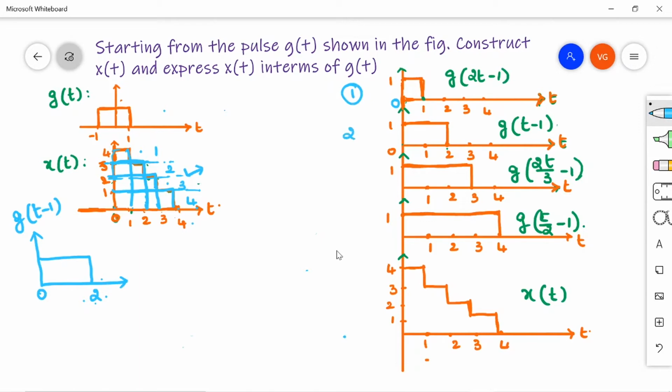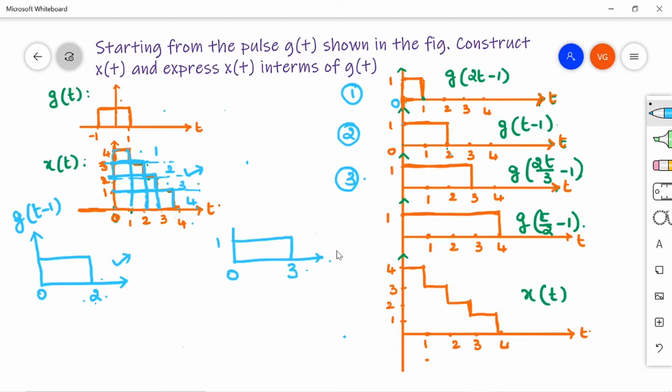So layer 2 is automatically our g of t minus 1 only, that is 0 to 2 with an amplitude of 1. So this is done. Now coming to layer 3. Layer 3 is the signal with an amplitude of 1. The time limit is from 0 to 3.